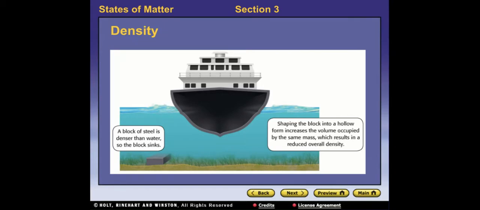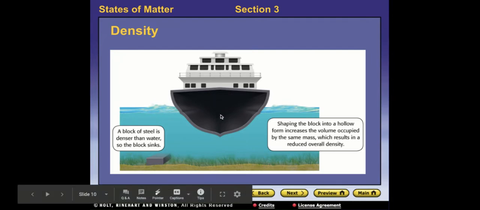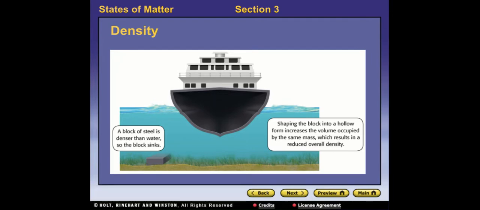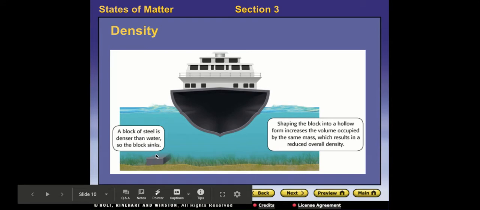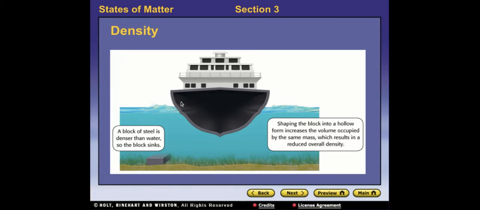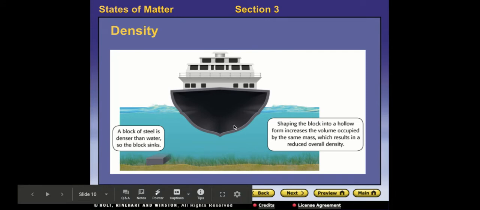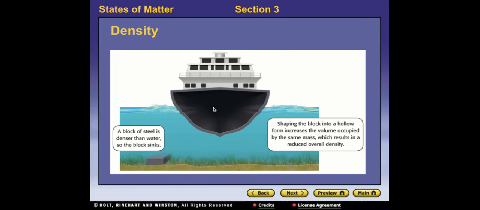And so we can't necessarily change the mass of something, like in a ship. You're not going to be able to change the amount of mass in it, besides maybe how much cargo it carries. But you can change the shape and thus change the volume, the amount of space that the object takes up. So a block of steel is denser than water. A block down here would sink. But if you shape that block of steel into a hollow form that takes up a lot more volume, then you're going to reduce the density altogether, and you can get a situation like this where you have this huge mass, like a ship, that can float.